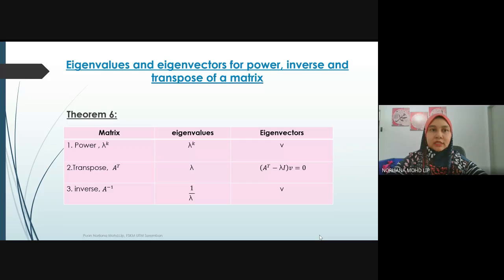Okay, our chapter 6. The eigenvalues and eigenvectors for power, inverse and transpose of a matrix. We use theorem 6 to find the power, transpose and the inverse of a matrix. You can refer to the textbook, page 280.